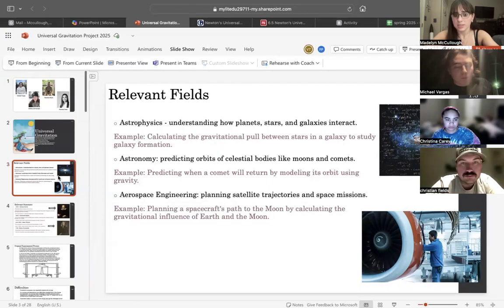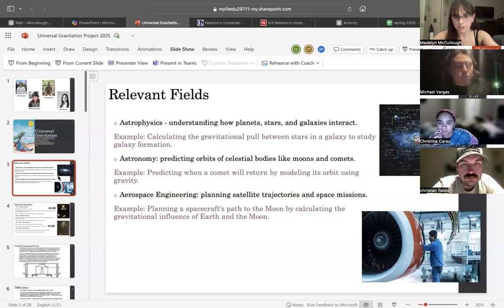This concept isn't just theoretical, it's extremely important in several scientific fields. In astrophysics, for example, understanding how gravity works helps us study how galaxies form by looking at the gravitational pull between stars. In astronomy, we use gravity to predict the orbits of comets, moons, and other celestial bodies, including calculating when Halley's Comet will return.